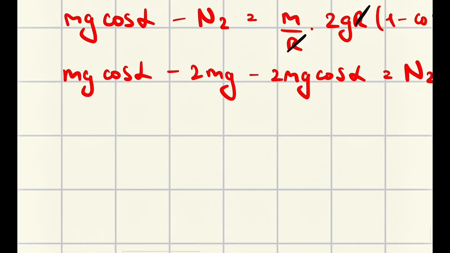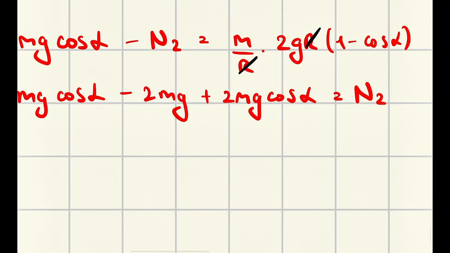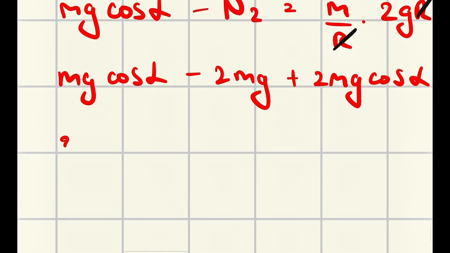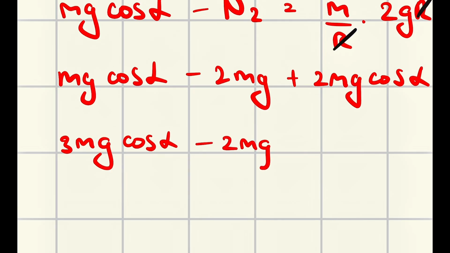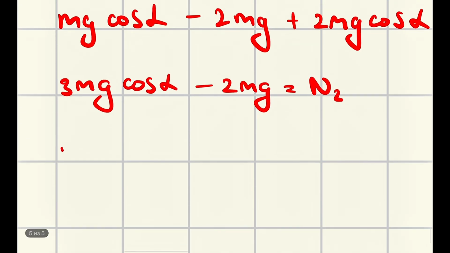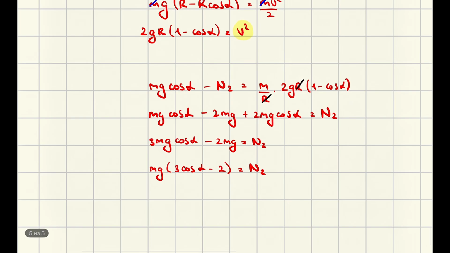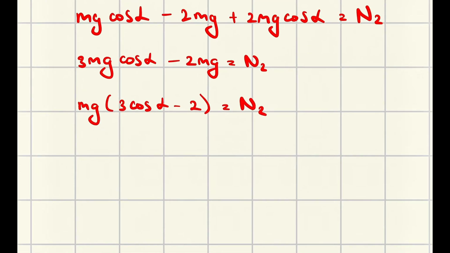So right now what we have here, this thing would be plus. Why? Because it's minus, goes to that side, it's minus, and it would be plus inside of the brackets. So this is good. I made a correct thing. This would be 3mg cosine alpha minus 2mg, and this would be N2. And right now we can take mg out, and it would be 3 cosine alpha minus 2. That's good. I like it. This is the very important thing. I believe this would be our final result for N2.